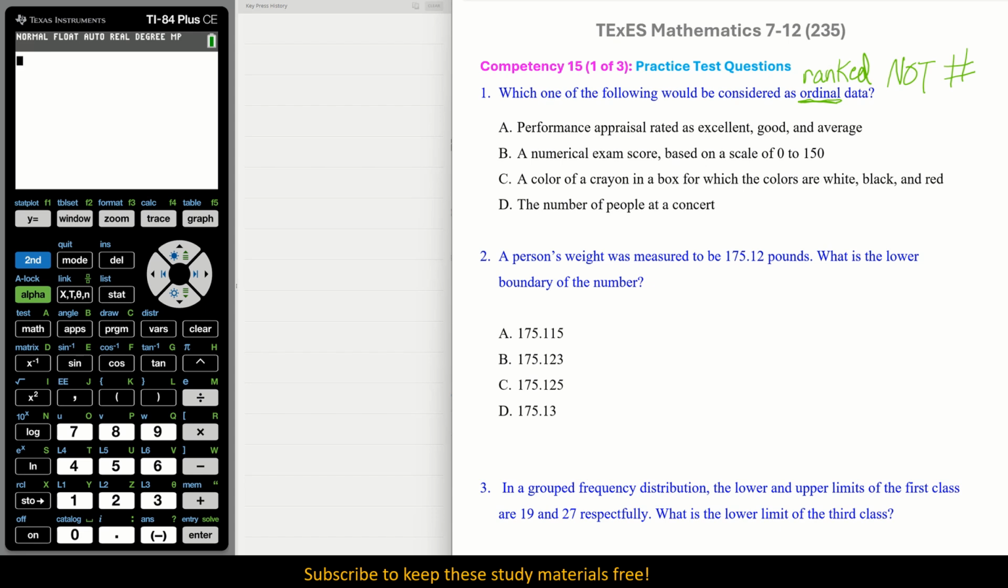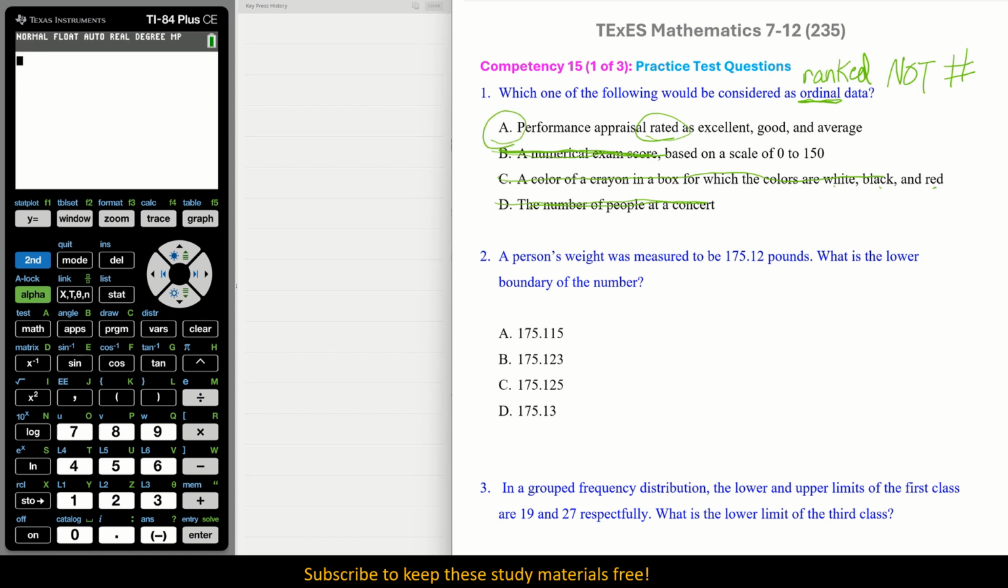Here we have B, a numerical exam score, so it can't be numerical. Now, A says performance appraisal rank. Well, there's a key vocabulary word. Let's look at C, the color of a crayon in a box, which is labeling, so we're not looking at labeling things. And D is number of people. Well, it says not number order, so the fact that it says number, that wouldn't be an option. So A would be our only option for that one.